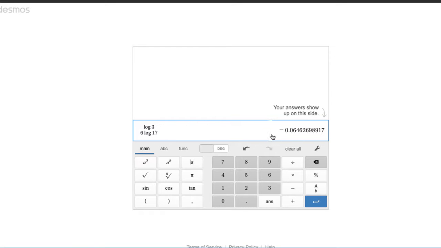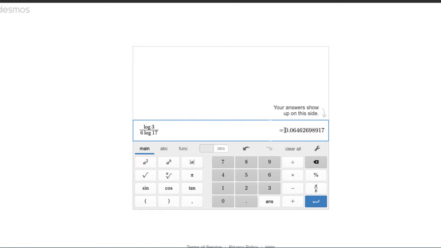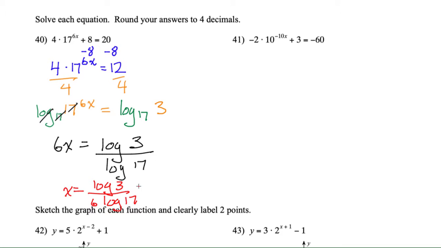So 0.064, round to 4 decimals. So 4 decimal places, 0 is 1, 6 is another one, 4, 6, so 0.0646. So approximately 0.0646.